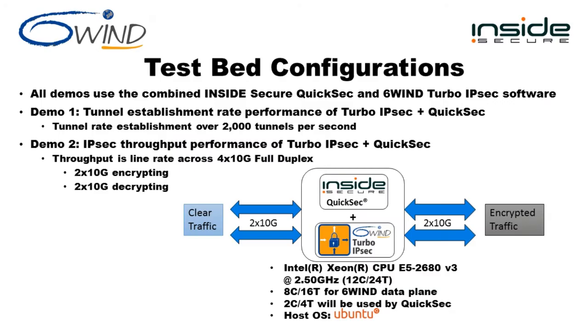environments. The demo testbed comprises two identical servers with an Ubuntu OS running on an Intel Xeon E5-2680 V3 processor with 12 cores and 4 gigabit Ethernet interfaces. We will install the IPsec software comprising of the 6WIND Turbo IPsec data plane and Inside Secure QuickSec control plane, assigned with 8 and 2 CPU cores respectively.